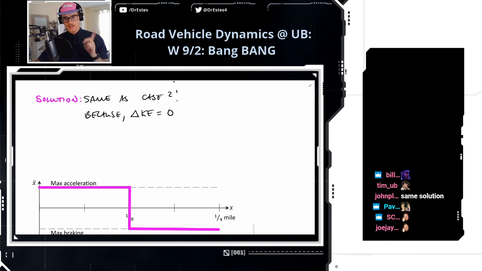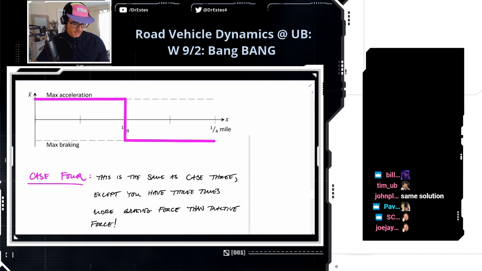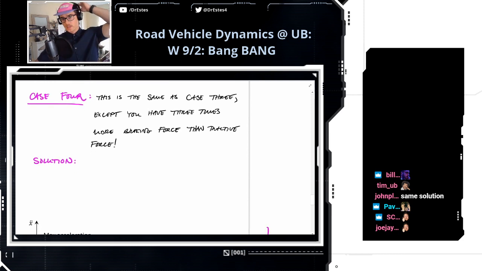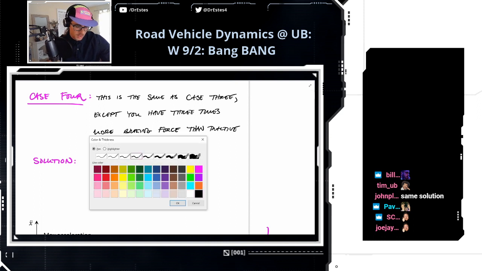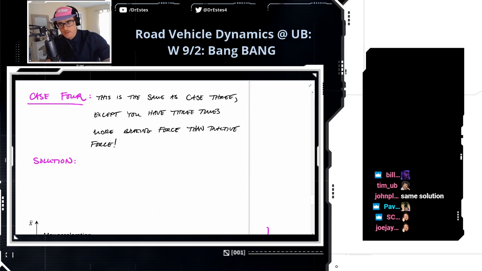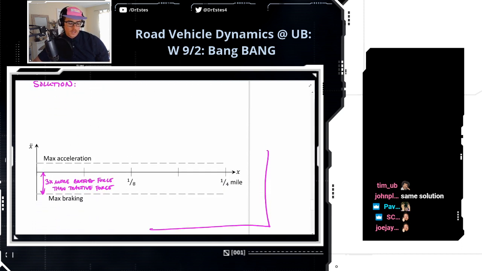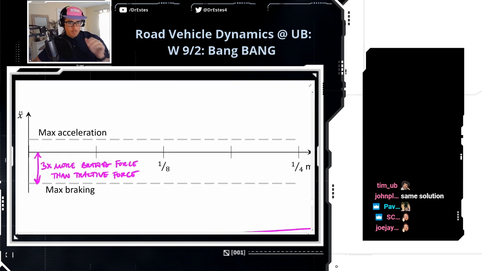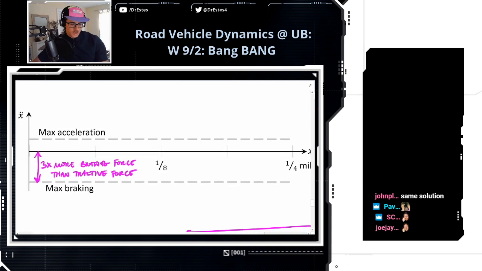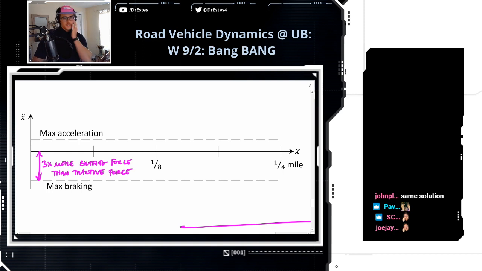We have one more case, and this is getting closer to a realistic situation in racing. So this is going to be the same as case three, meaning that we start at 30 miles per hour and we end at 30 miles per hour, except you have three times more braking force than tractive force. So this is more like a realistic car where you have much more braking capacity. And so on this, I modified the graph to reflect that. You see that the acceleration line has much less magnitude than the braking.